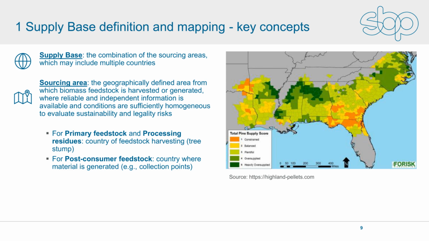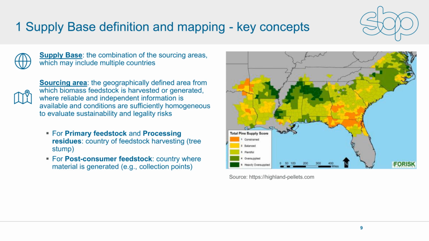A sourcing area is a geographically defined area from which the biomass feedstock is harvested for primary feedstock and processing residues, or generated in the case of post-consumer feedstock. 2 conditions have to be met for an area to qualify as a sourcing area. First, reliable and independent information must be available about it.